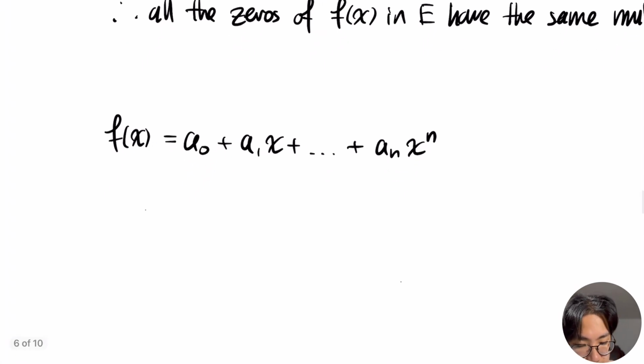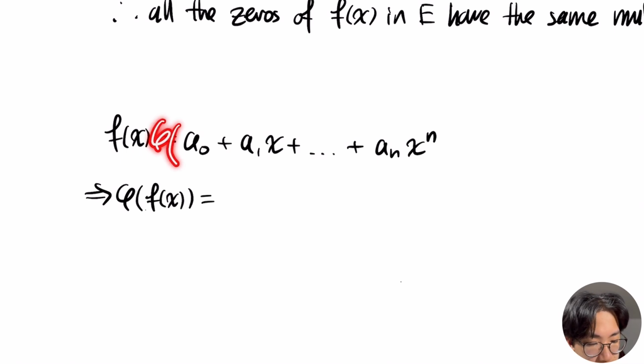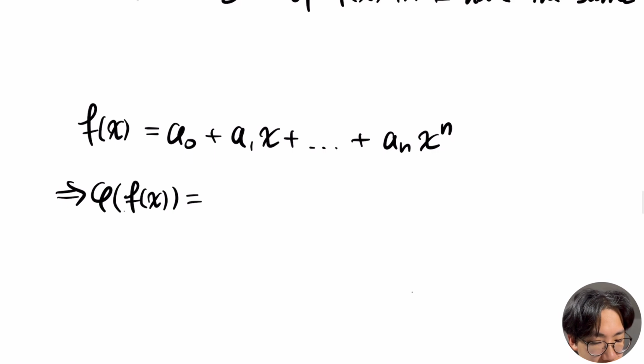So here, we're going to apply phi to both sides, so phi of f of x. Again, this is the same as just applying phi to this entire side, but because it respects addition and multiplication, first we're going to use the fact that it respects addition, so we can effectively apply phi to each of these terms.